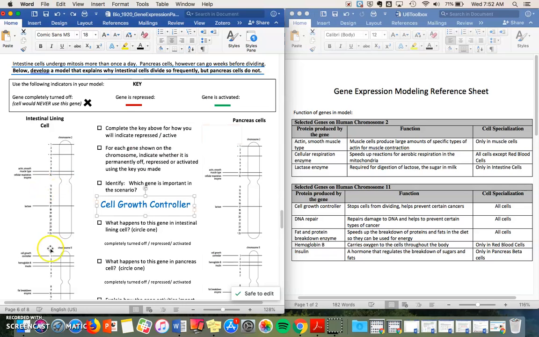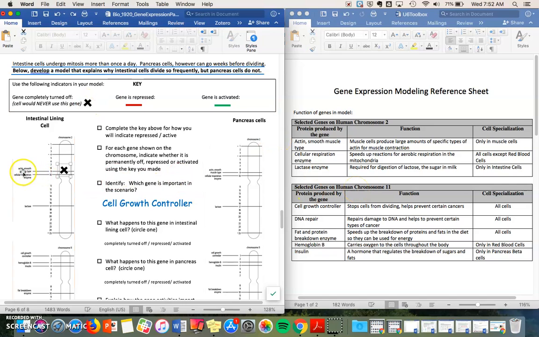Once we get here, that's what we really want to be focusing on, but I want to make sure that I'm modeling all these other genes too. So let's go ahead and do that. For actin, notice that I just put this X here. That means that the gene's turned off. It's still there, but it's just not being read ever.